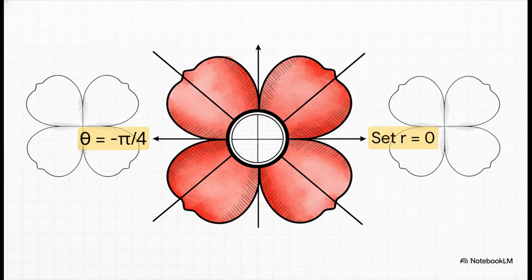Here's the key trick. To find the bounds for just one loop, you have to ask yourself, where does the petal begin and end? Well, it starts and ends right at the center, the origin, which is where the radius is 0. So the technique is to just set r equal to 0 and solve for theta. For this curve, that gives us bounds of negative pi over 4 to positive pi over 4. Those are the start and end angles for one petal.